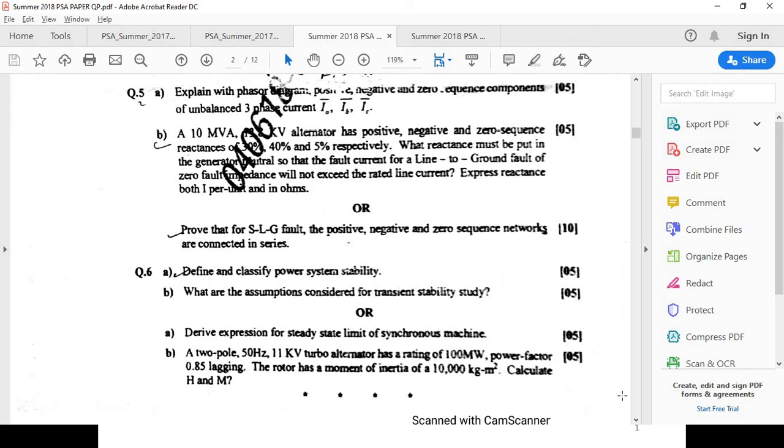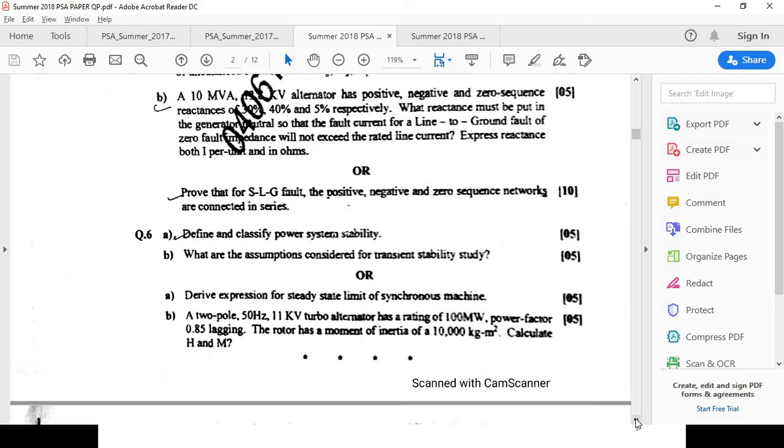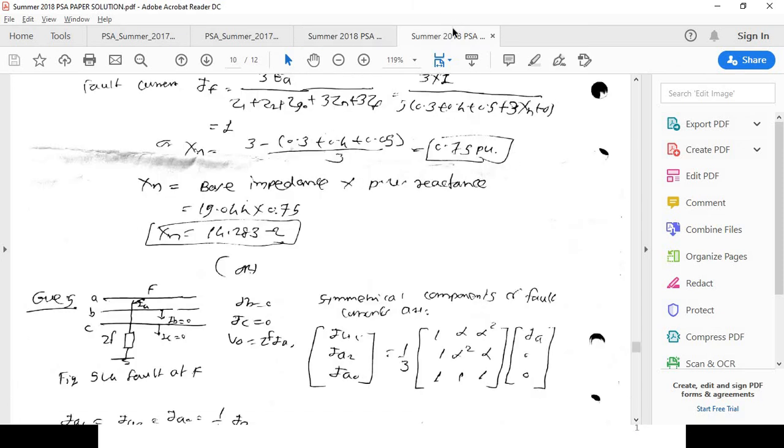Now, the last example, which is based on the syllabus of power system stability. What is the question? A 2-pole 50 Hz 11 kV turbo alternator has a rating of 100 megawatt, power factor 0.85 lagging. The rotor has a moment of inertia of 10,000 kg meter square. Calculate H and M, that is the inertia constants. You have to calculate the values of H and M. So we'll try to solve this numerical.